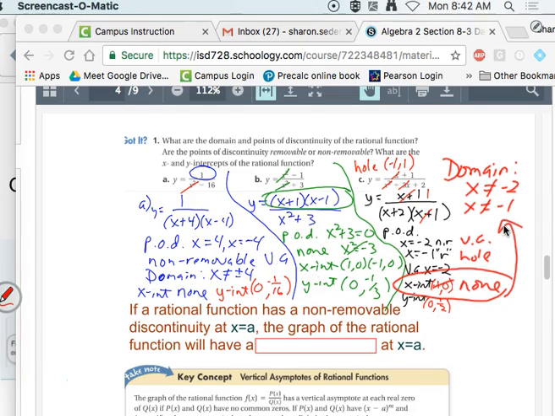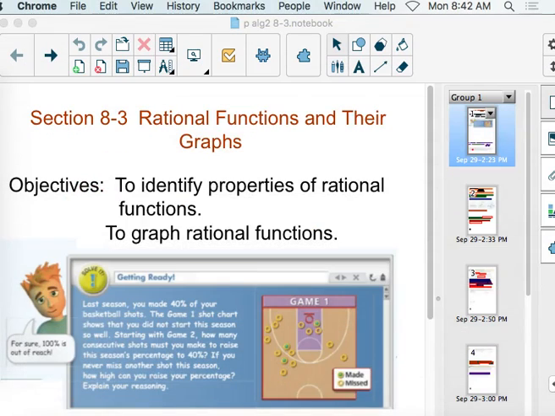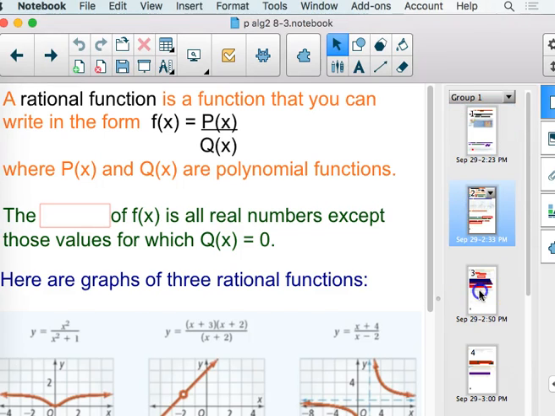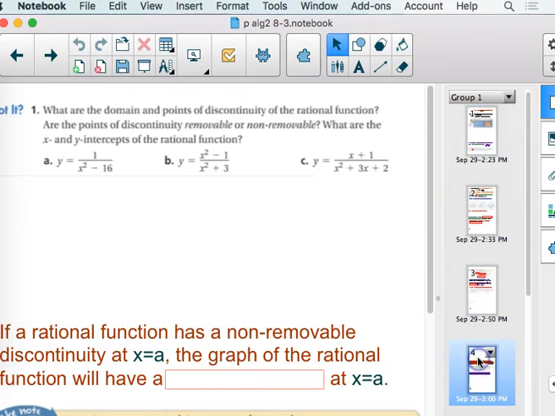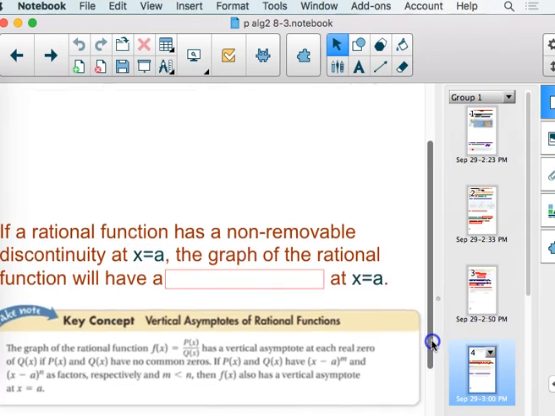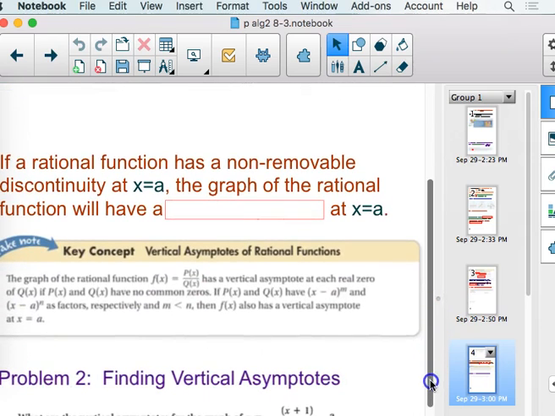So there it is. Now, we finished up by saying if a rational function has a non-removable discontinuity at x equals a, if it won't cancel, that makes it a vertical asymptote. And that puts us where? Let's see. I know it didn't seem like we got real far, but we actually have covered a lot of stuff. So that's right here. A vertical asymptote.